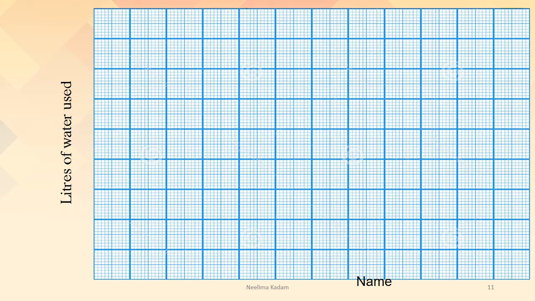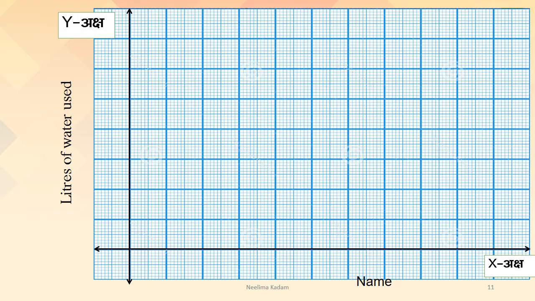First of all, take one graph paper. On the x-axis, and the y-axis, the origin is O. On the x-axis we have to write names, and on the y-axis we have to write liters of water used. This is also important.